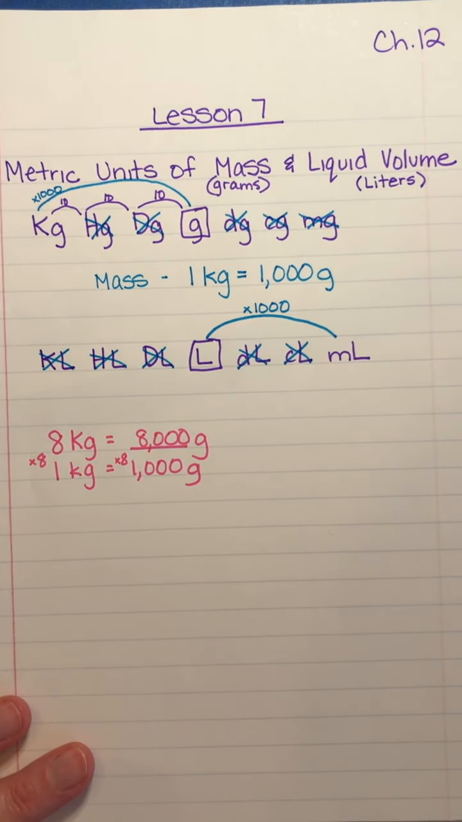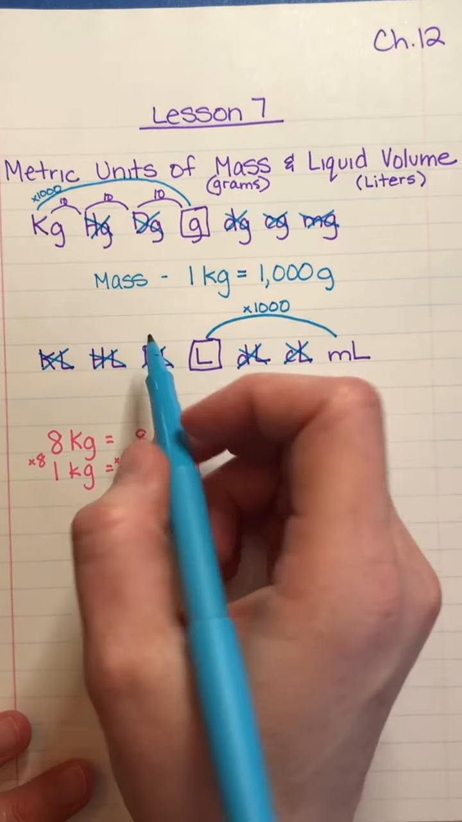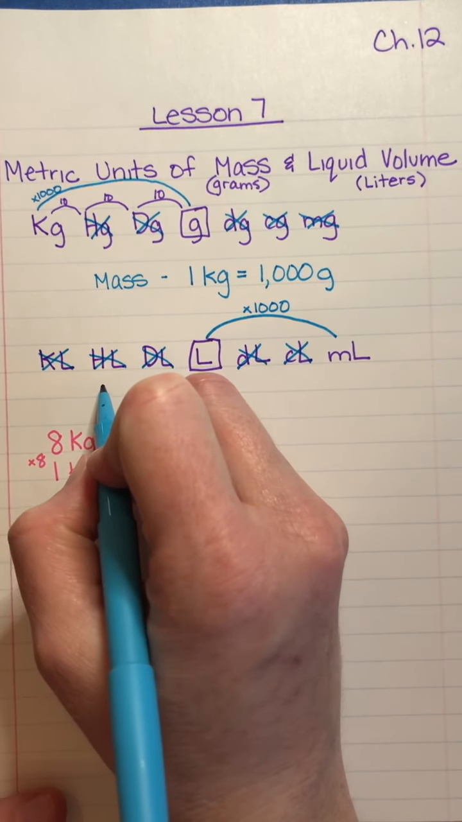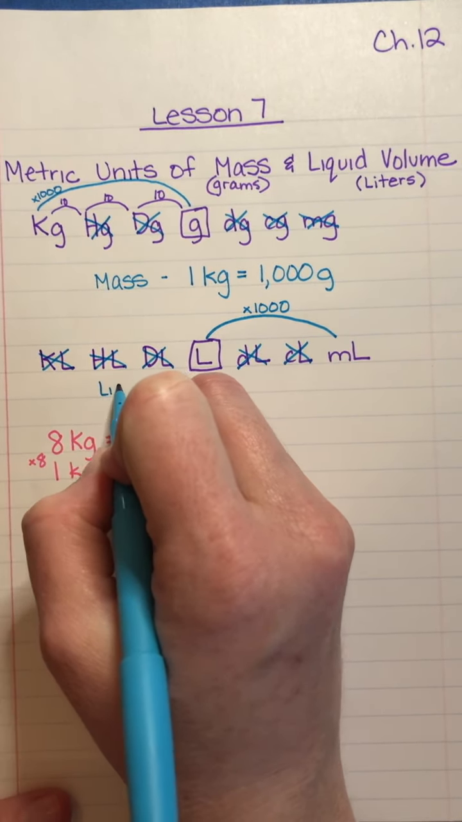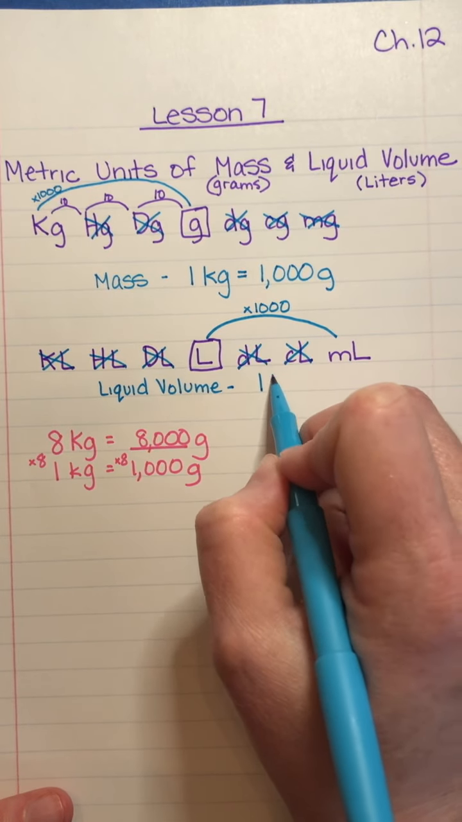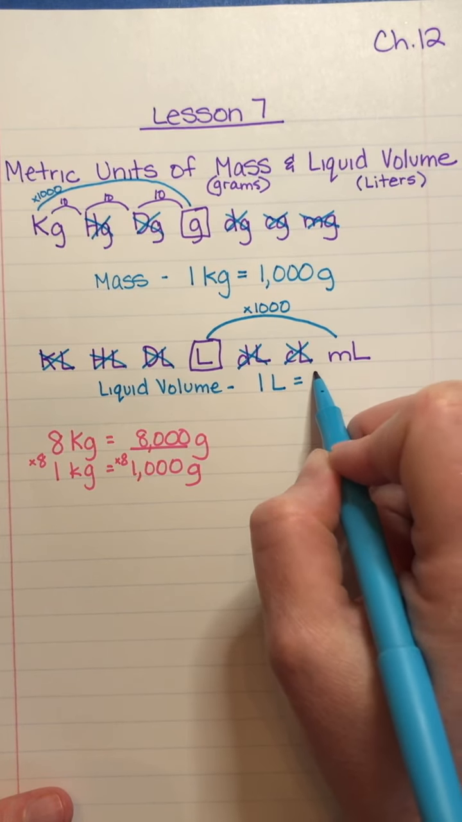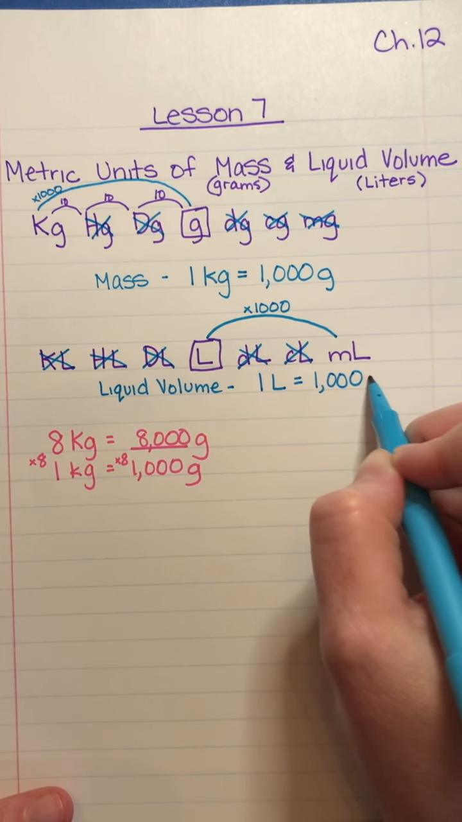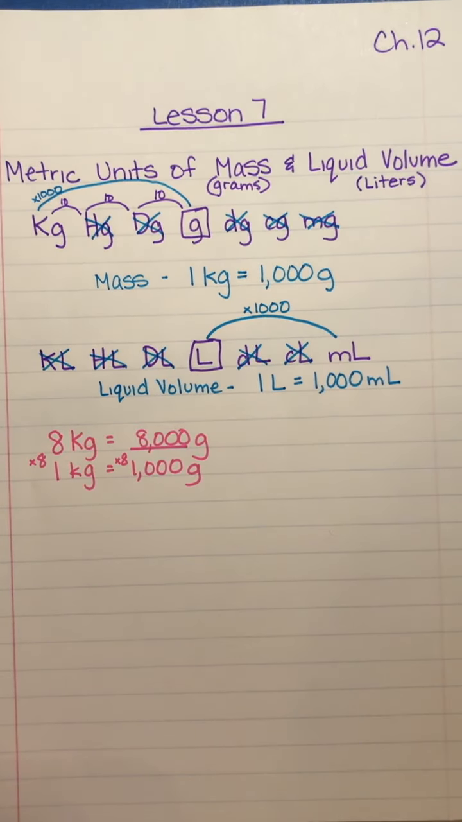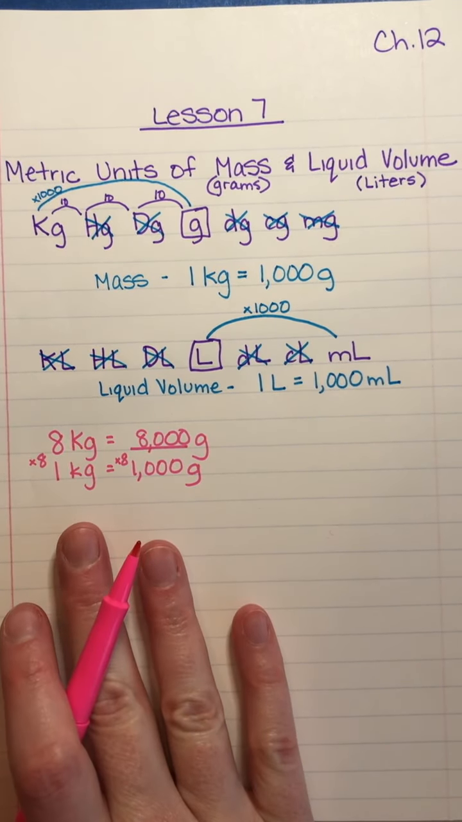As simple as that. Oh, I forgot to write in our fact that we need to memorize for this. For liters, I need you guys to memorize, I'll put liquid volume. I need you to know that 1 liter is equal to 1,000 milliliters. Okay, so that's the fact. That's the basic unit of measure that you guys need to memorize. So there's one conversion that we've done.